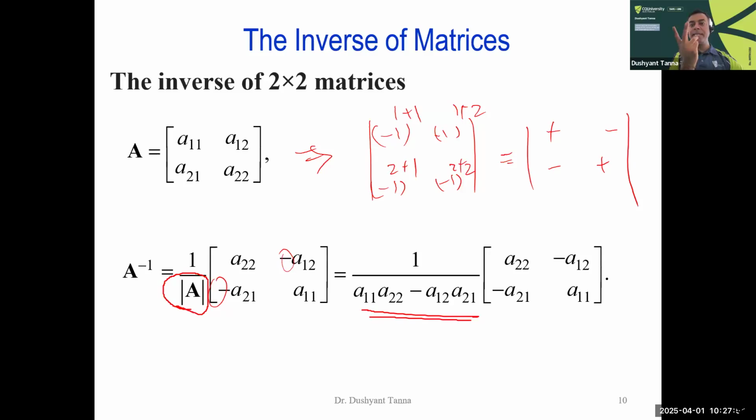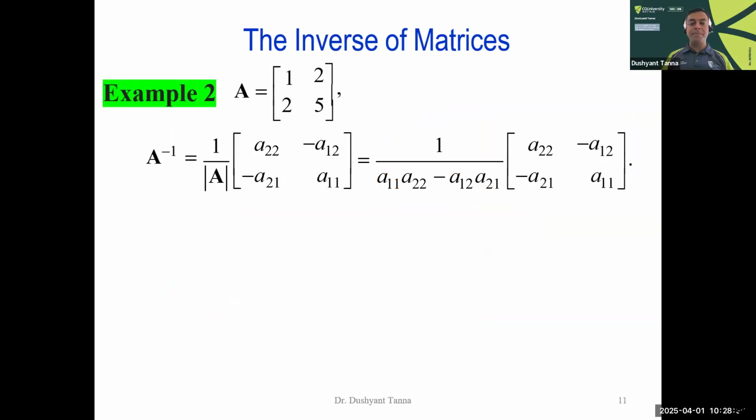Simply swap the principal diagonal elements, and with the secondary, keep it as it is, but assign the minus. I'll repeat again. In order to find the adjoint of a 2 by 2 matrix, swap the principal diagonal elements, the main diagonal, as we call it, and assign minus 1 to the secondary diagonal. That's it. This is how it's done. Let's look at an example so it makes more sense.